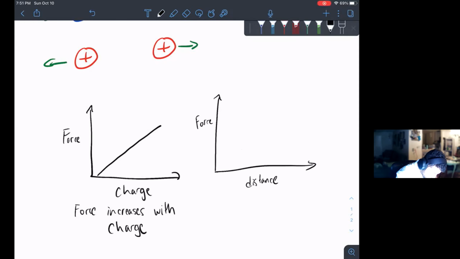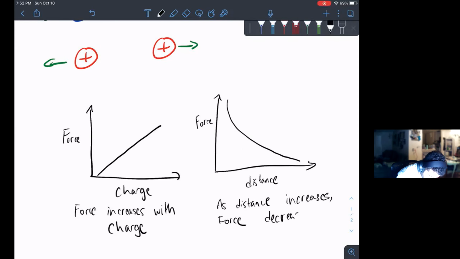exponentially. Oh, let me redo this curve one more time. There it is. As distance increases, force decreases. I'm going to say exponentially.